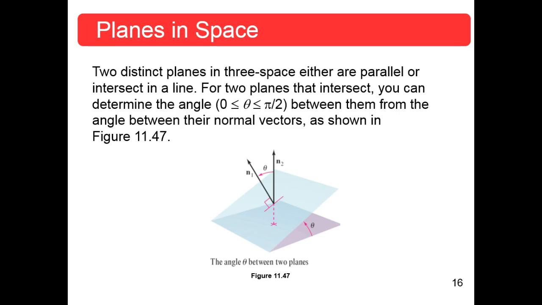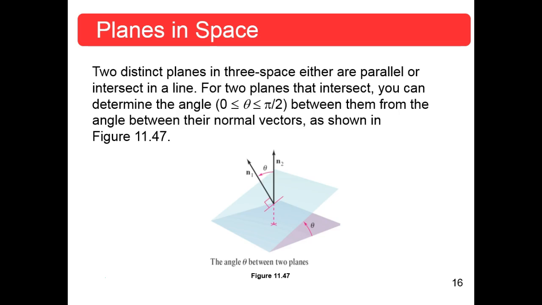Okay, and here it is. This is what I was just starting to read and said, surely they've got this on the slide. 2 distinct planes are either parallel or intersect in a given line. For 2 planes that intersect, you can determine the angle of that intersection, and this is the acute angle between 0 and pi halves, not the obtuse angle, but the acute angle between them, from the angle between their normal vectors. Because if one of them has a normal vector like this, the other one like that, the acute angle in between, not the obtuse angle this way, but the acute angle that way, you can get.